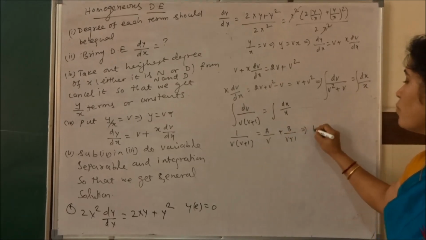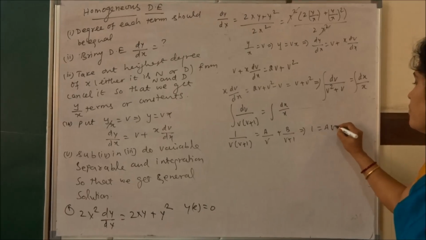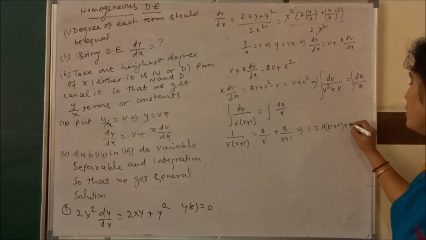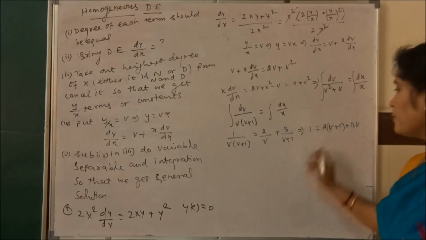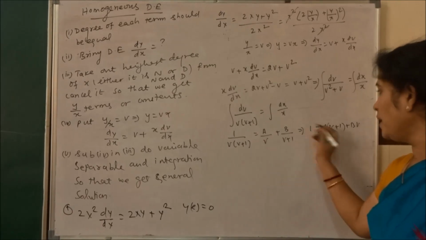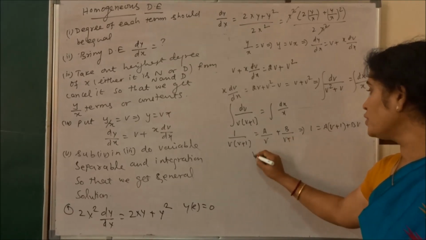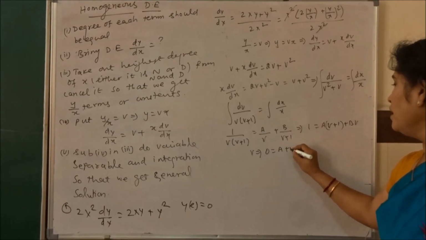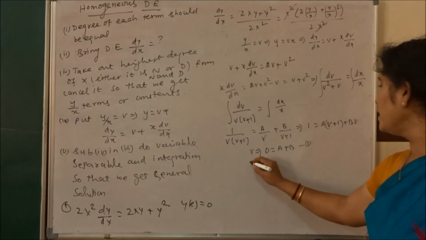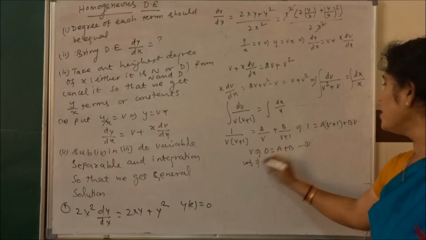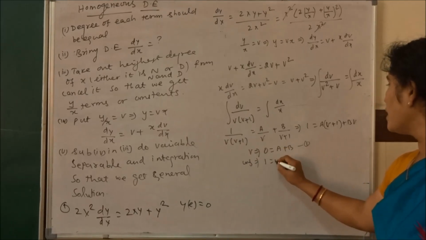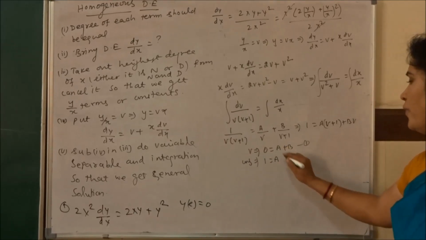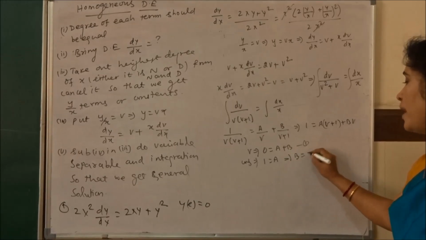Now this implies 1 equals A into v plus 1 plus B into v. Now if you want to go for comparing both sides, the coefficient of v: I am comparing both sides, 0 equals A plus B. That is equation number 1. Then if I compare the constants on both sides, 1 equals A. You are getting the value of A, so this implies B is how much? Minus 1.